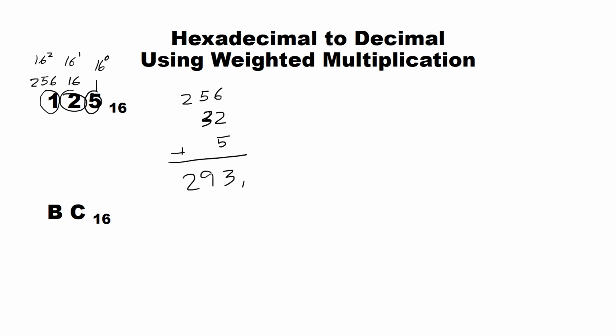293 in base 10. That is the equivalent to this base 16 number. All right, let's do one more. Now, this is a little bit strange. I have, again, the ones place and the 16s place. But what is this business with B?